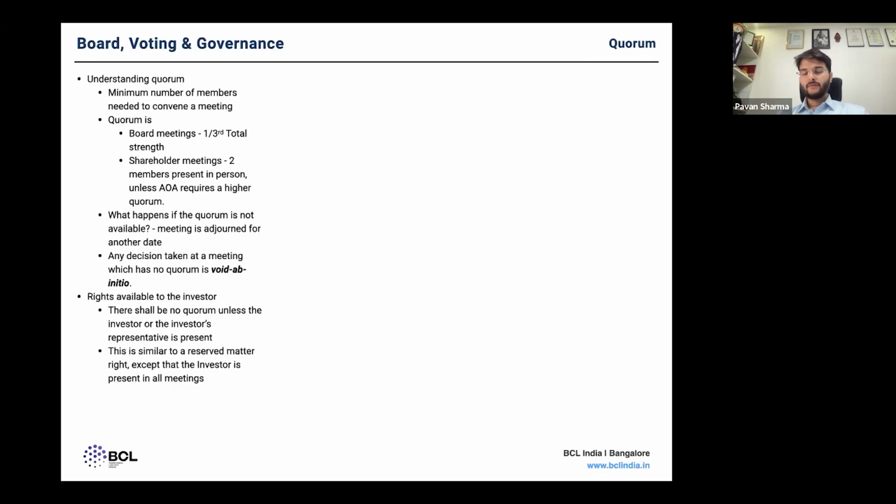The rights that are available to an investor, and what you'll see on a term sheet, say that unless the investor is present, there is no quorum. So this is a way by which the investor is able to enforce their presence in the meeting. And it is very similar to reserve matter rights, because once the investor is present in the board meeting or the shareholders meeting, the investor would be able to at least express their thoughts or participate in the decision making process. The absence of the investor could make the meeting void ab initio, which means that the founders or you as promoters would not be able to take any decisions.